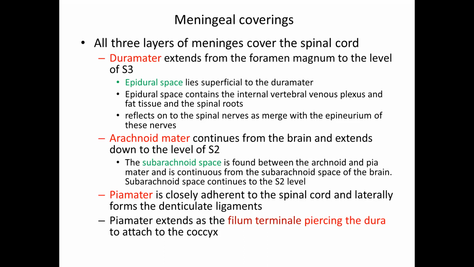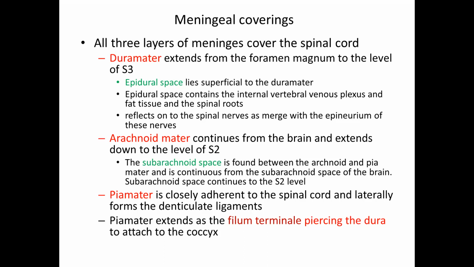And therefore, the subarachnoid space, which is found between the arachnoid mater and the pia mater, continues from the brain, from the cranial cavity, down around the spinal cord. And the subarachnoid space will therefore continue up to S2 level.